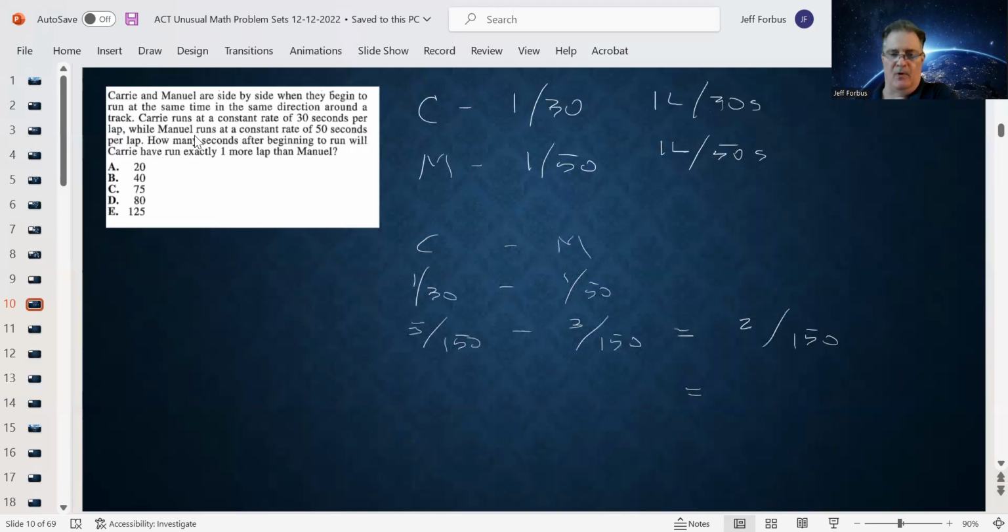Well, we need this into 1 lap, right? Because it says how many seconds after beginning to run will Carrie have run exactly 1 more lap than Manuel? We can reduce this by 2, 1 over 75. So 1 lap, 75 seconds. So Carrie has run exactly 1 more lap than Manuel in 75 seconds. With that being said, that's answer choice C.